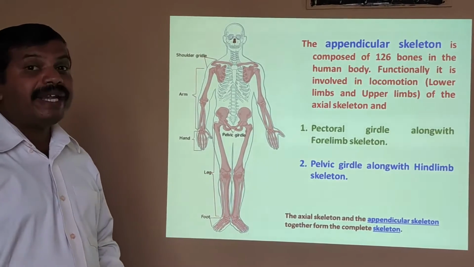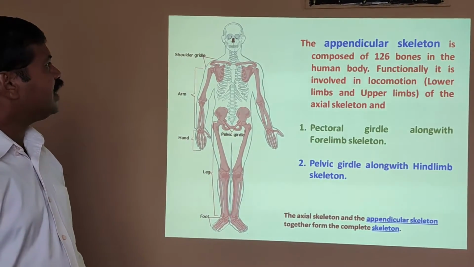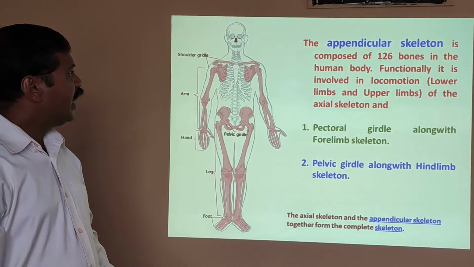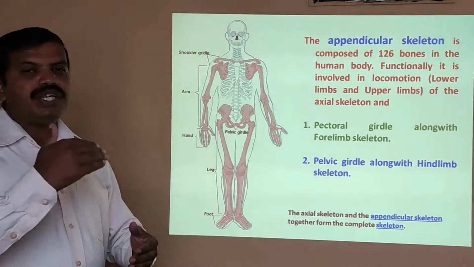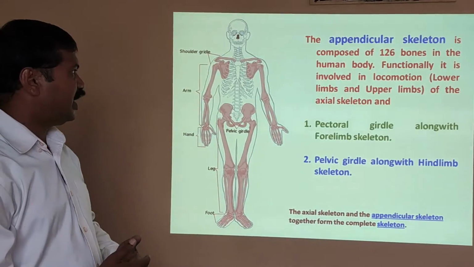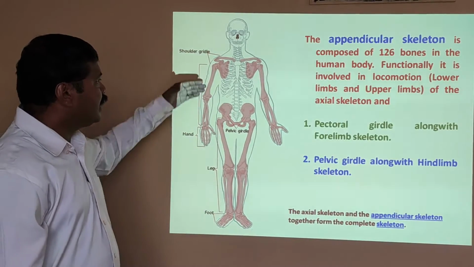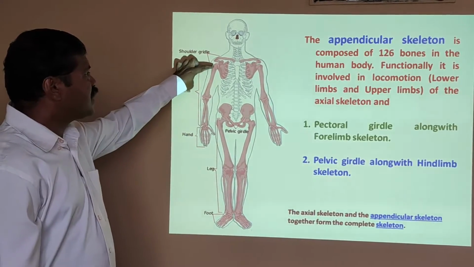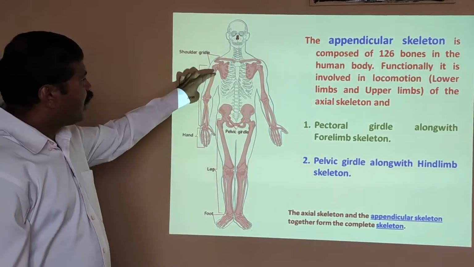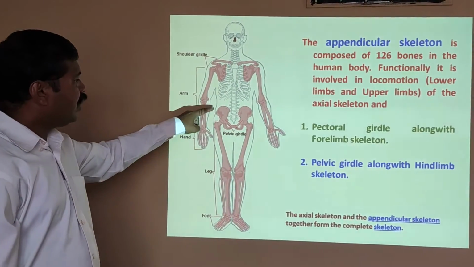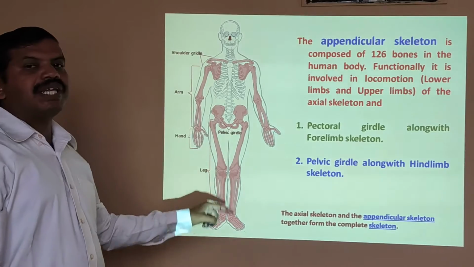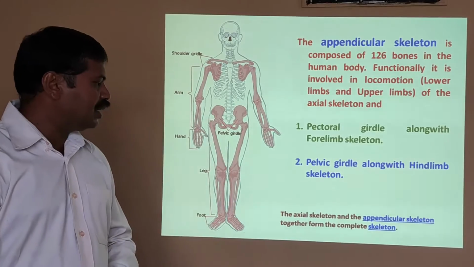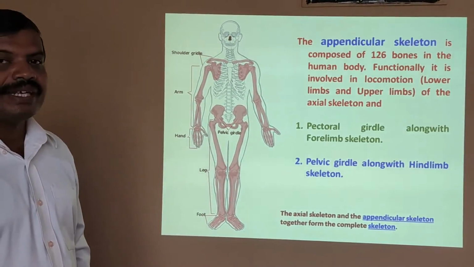In the same way, the appendicular skeleton is composed of a total of about 126 bones, and it comprises parts present in the anterior end as well as the posterior end. The girdles present at the anterior end and the posterior end of the body are referred to as the pectoral girdle and the pelvic girdle, respectively. The pectoral girdle along with the forelimb skeleton, and the pelvic girdle along with the hind limb skeleton, comprise the appendicular skeleton. So the axial skeleton and the appendicular skeleton together form the entire skeletal system.